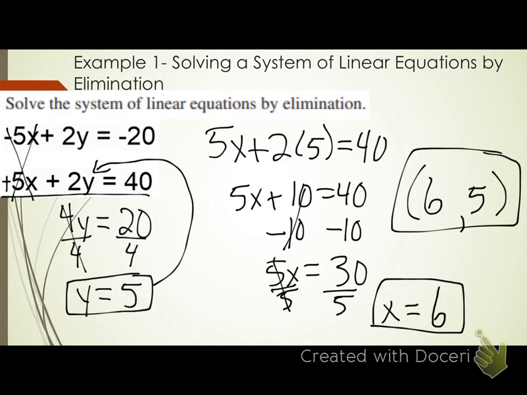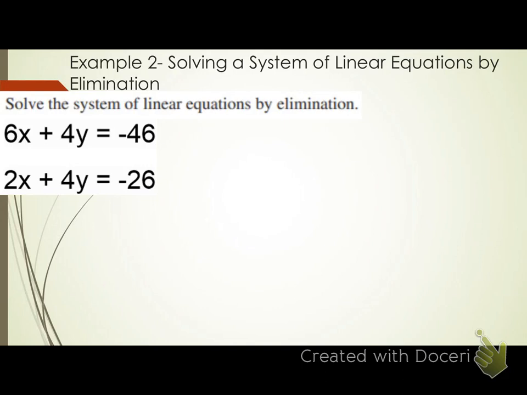How do we feel about elimination after one example? Good. Can I move on to example 2? Okay. 6x plus 4y equals negative 46. 2x plus 4y equals negative 26.